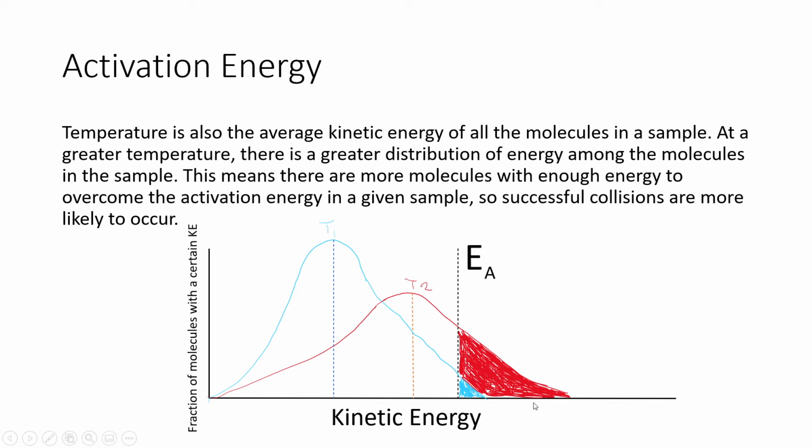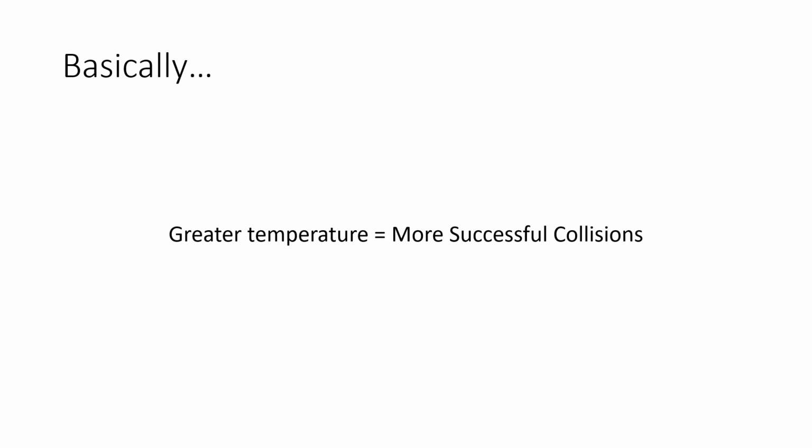So there are more molecules that are moving faster. On average, the kinetic energy is higher. So there's a greater fraction of molecules with the right activation energy, so more successful collisions are able to occur. Basically, a greater temperature means more successful collisions because there's a greater fraction of molecules at the right activation energy.